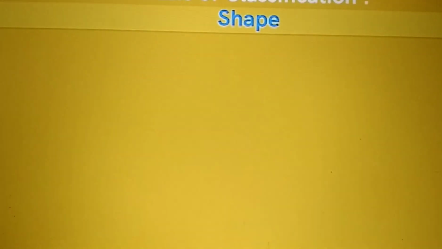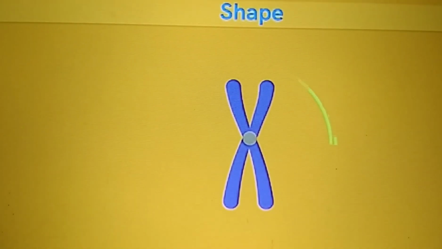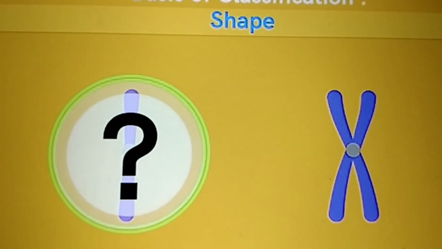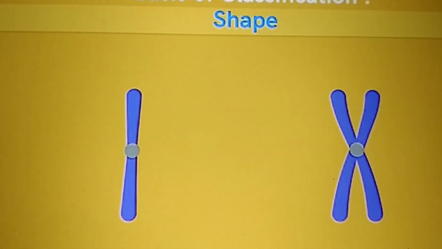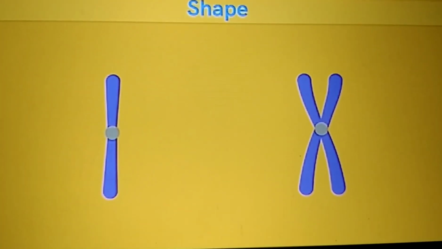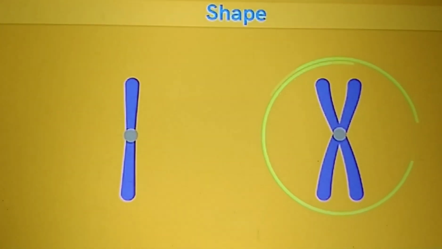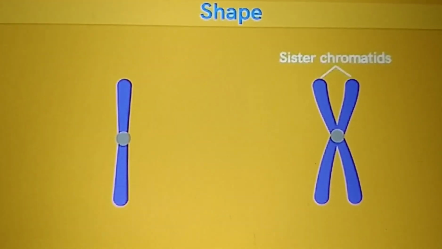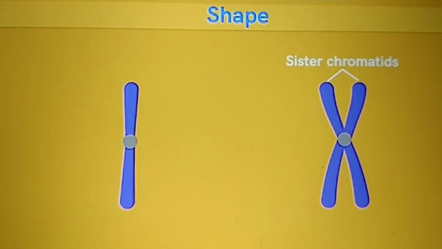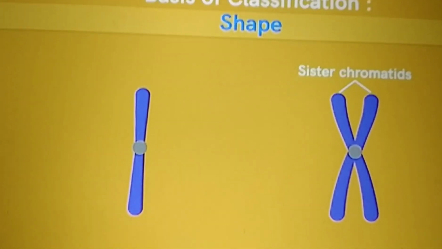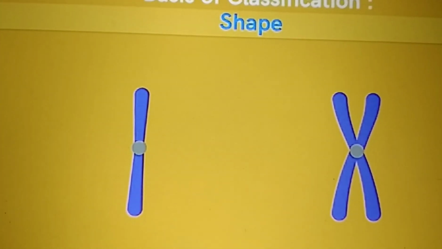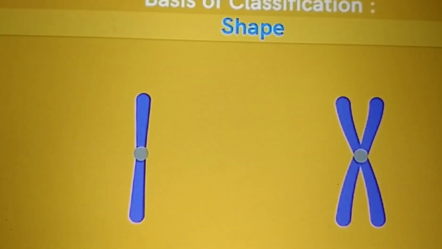The first basis for classification is shapes. We know this is the structure of a typical chromosome. And is this a single chromosome? That's right. The difference is that this chromosome is not duplicated, while this one has a duplicated copy attached to itself. So these are the duplicated sister chromatids which are attached to the same chromosome. Now to understand the types, let's first understand the typical structure.